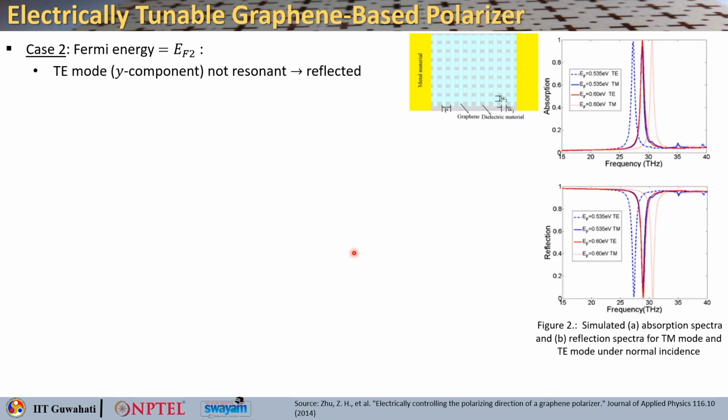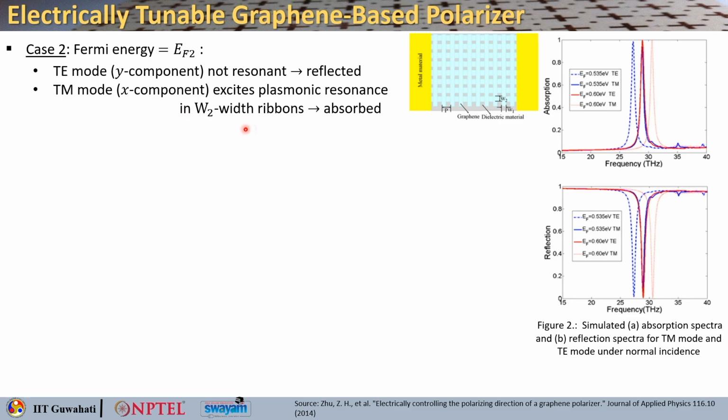Now if you set the Fermi energy to EF2, the reverse will happen. Your TE component, the Y component, will now be non-resonant, so it will get reflected, whereas the TM component, the X component, will excite plasmon resonance, so it will get absorbed in the W2 width ribbons. So the reflected polarization is the Y polarization, and that means this structure is now performing as a Y polarizer when the Fermi energy is set to EF2.